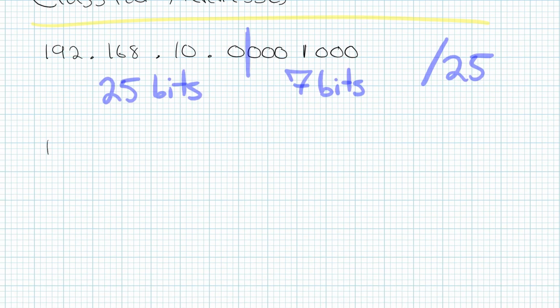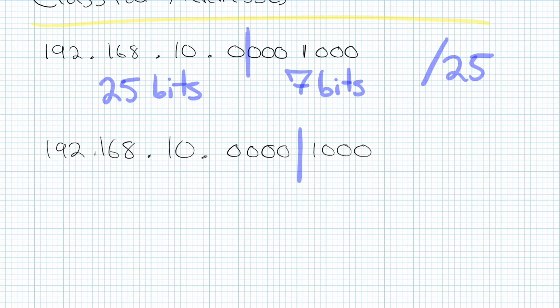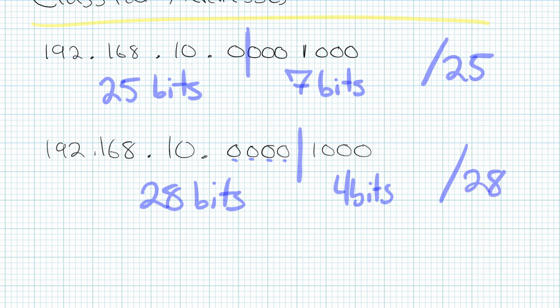In the same way, we could do 192.168.10.8 and separate the network, say here, now we're borrowing 4 bits, so 1, 2, 3, 4. So we have 24 plus 4 gives us 28 bits on this side, and only 4 bits left on this side, which gives us a /28 network. So you'll notice that always the number of network bits is the same as the / notation. This can also be referred to as prefix notation, and it just indicates how many bits are network bits.